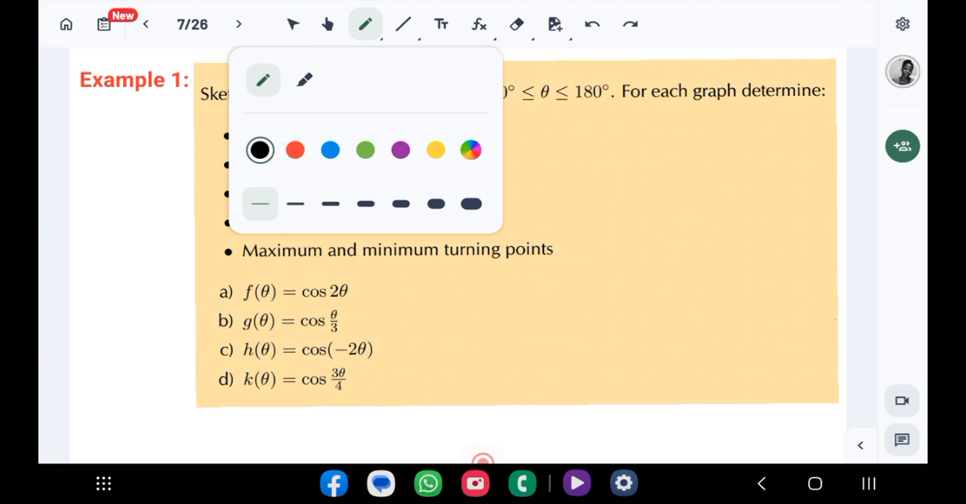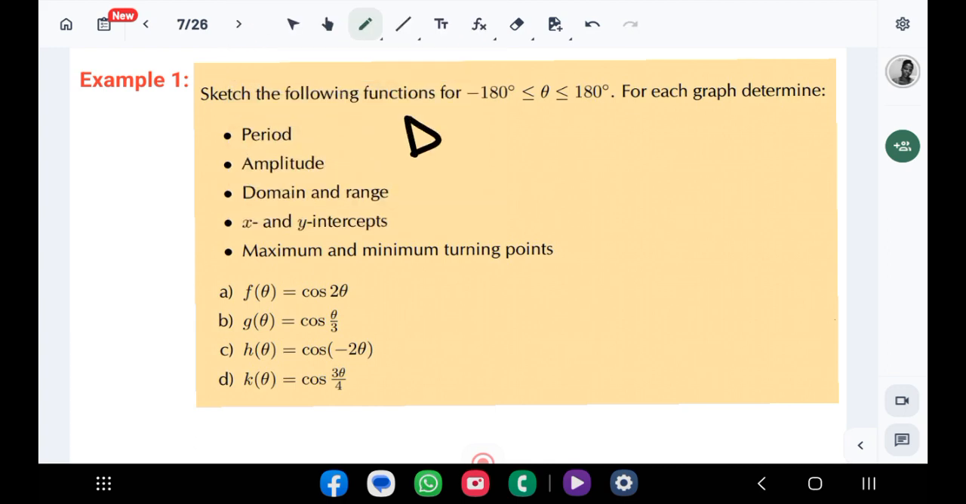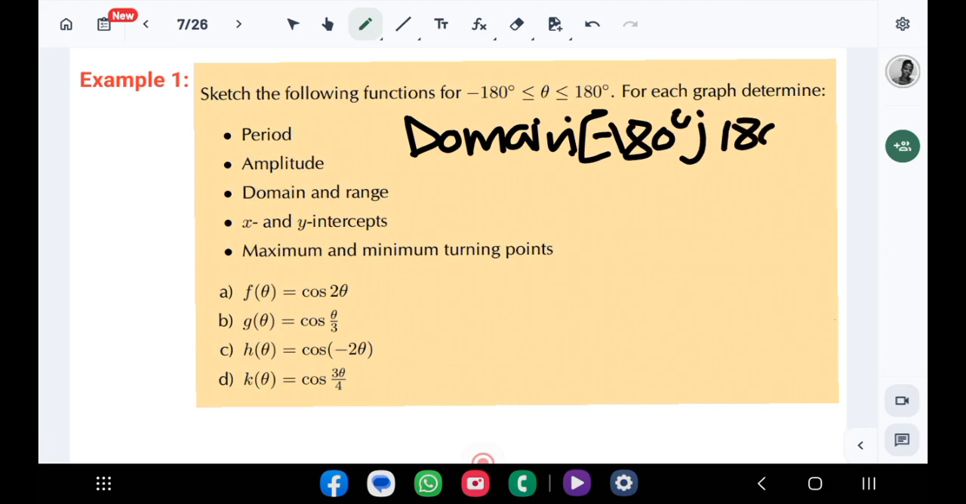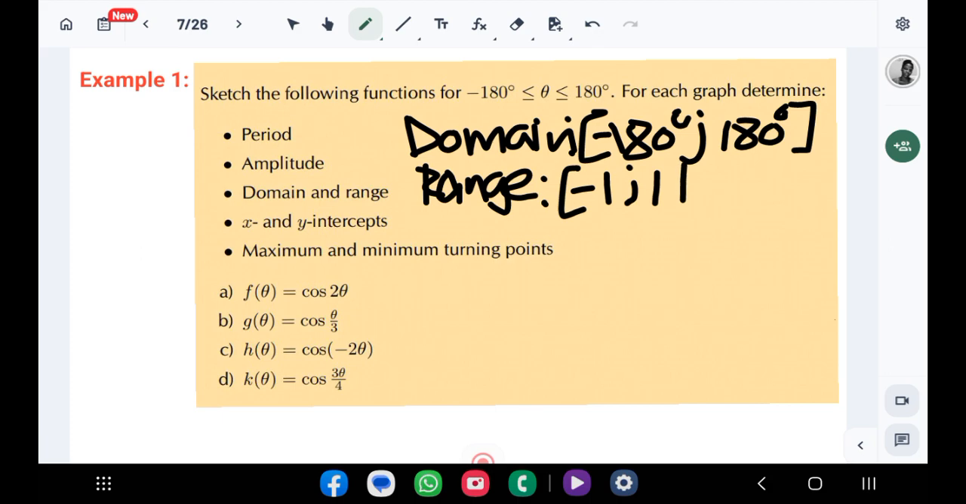So the domain for all of the functions is what we are given, -180 degrees to 180 degrees. And the range, because all of them have got 1 as A, they've got the same range, which is -1 to 1. Same as the amplitude, they also have the same amplitude, which is 1. Maximum and minimum turning points, we're going to figure that out as soon as we plot the graphs. For the x and y intercept, they're also going to be figured out easily. But let's look at what the periods are going to be.